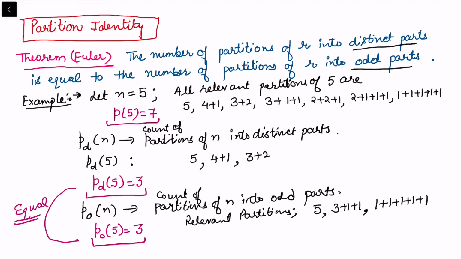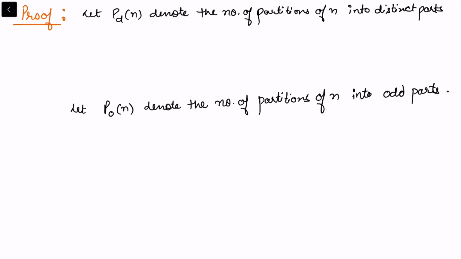Now the question is how we are going to prove this, and for this I'll be using the generating function for both, and then we'll equate the generating functions, showing that the count is the same, because when you expand the generating function it becomes a series and both the series turn out to be the same. So now in the proof we consider again, let PD(n) denote the number of partitions of n into distinct parts, and let PO(n) denote the number of partitions of n into odd parts.